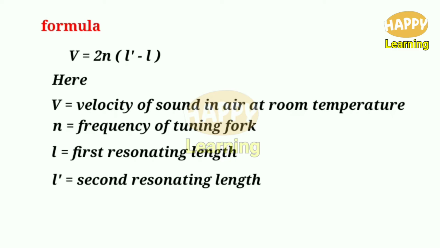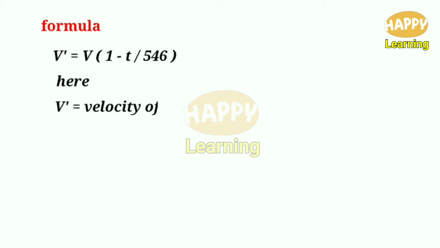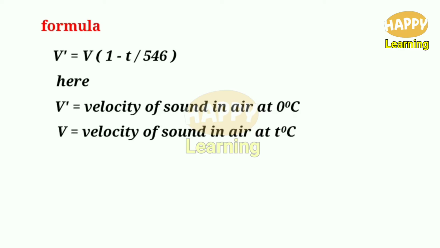And another formula is V dash is equal to V into (1 minus T by 546). Here V dash is equal to velocity of sound in air at 0 degrees Celsius. V is velocity of sound in air at T degrees Celsius and T is room temperature.